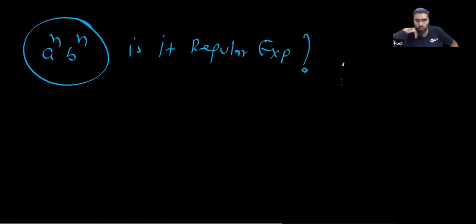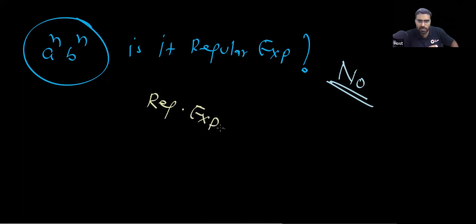The answer is no. In regular expressions, you cannot have variable power. Okay, this we have seen in the regular expression chapter. Yes or no? Do you remember? Repeatedly, I told you. If you remember, I have already put pressure on this point. Repeatedly, I told you that regular expressions cannot have variable power.